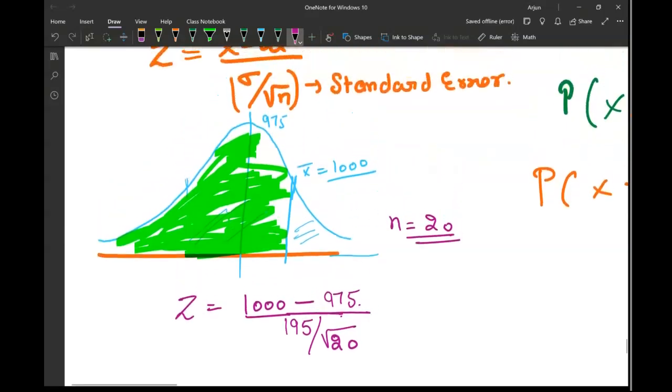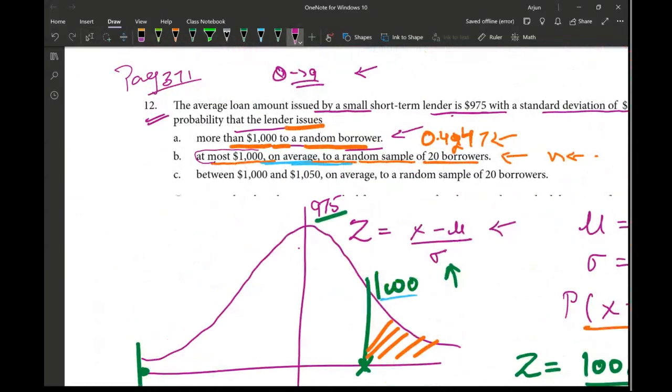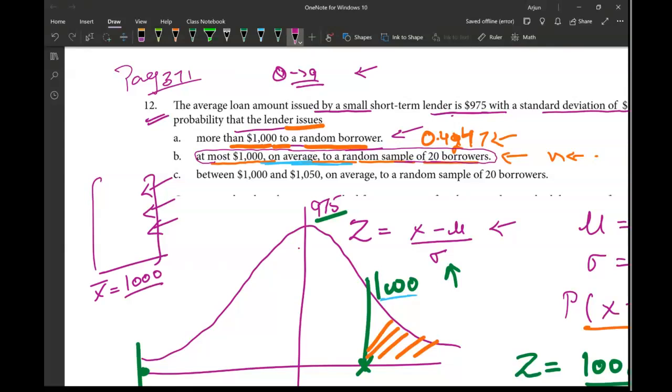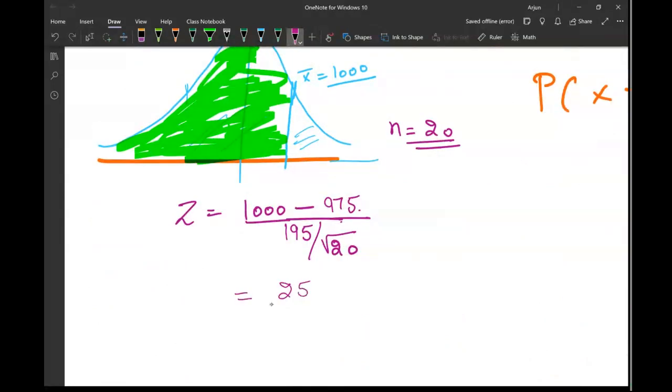Before I start solving this question, I'll remind you again, make sure you read the statement carefully. At most $1,000 on an average to a random sample of 20 borrowers means a 20-borrower sample. If I take their average, it should be 1000 or less, at most $1,000. That's what we are looking for. To these 20 borrowers, you paid some money, and rather than counting the individual money, we are talking about their mean being 1000. All right, so this will be 25 divided by 195 divided by the square root of 20.